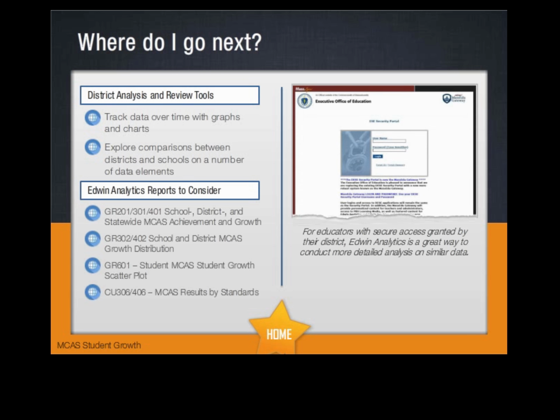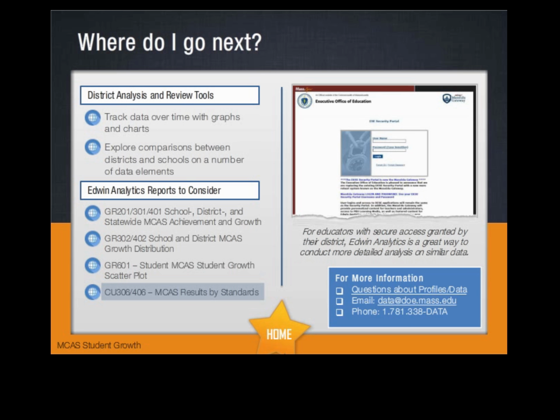For educators who have been granted secure access by their district, Edwin Analytics provides several reports for more detailed achievement analysis. These reports allow more robust and fine-grained analysis, depending on the user's level of access. For example, you can access similar scatter plots of achievement and growth at the state, district, school, student, and teacher level, and with the additional option to filter by grade or subgroup. Or you can dig into the standards and learn more about where students scored well and where they had challenges.